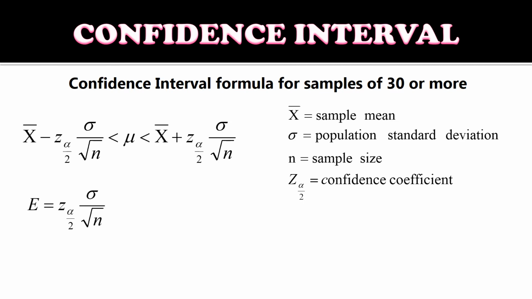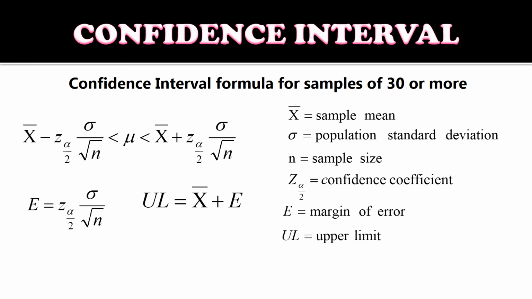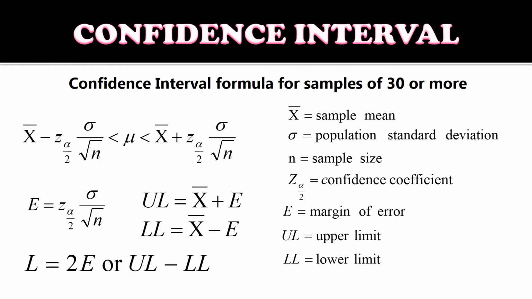Next formula we have, E for the margin of error. Then we have the upper limit, UL, wherein you have the sample mean plus the margin of error. Then we have LL, for lower limit. To get it, you subtract the sample mean minus the margin of error. And then to get the length, or L, the length of the confidence interval, that is equivalent to twice the margin of error, or you simply subtract the upper limit minus the lower limit.